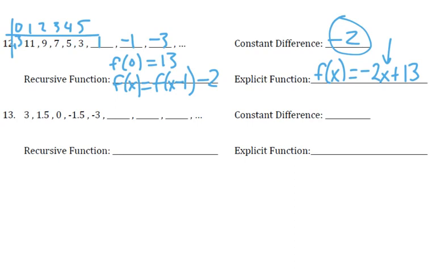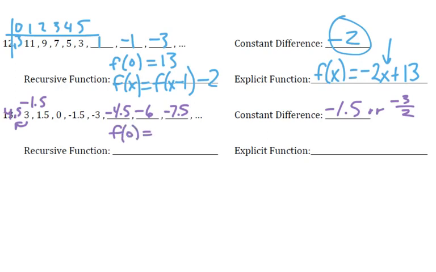Okay, now number 13. We go 3 to 1.5 to 0 to negative 1.5 to negative 3. So we're actually subtracting 1.5. Or we could also think of it as subtracting 3 over 2. That's the same thing. So we get negative 4.5, negative 6, negative 7.5. So the recursive function, now we've got to go backwards, and that 0 term would be 4.5, right? So I go f of 0 equals 4.5. Then the next term is equal to the previous term minus 1.5.